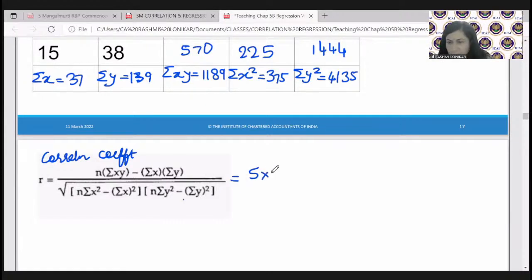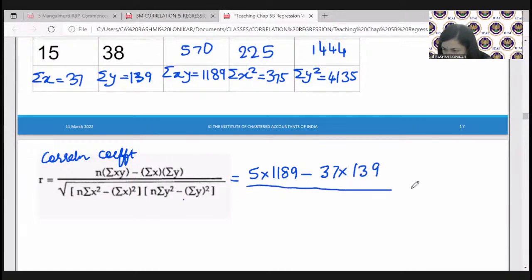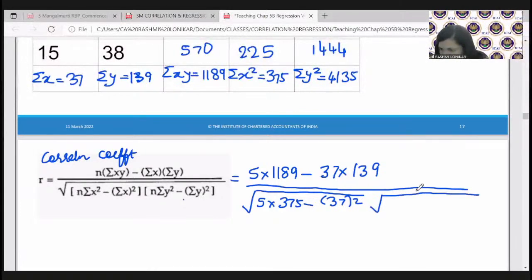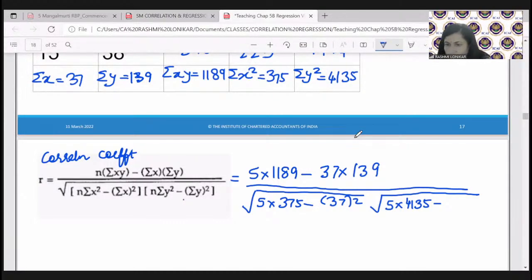So, 5 into summation XY, which is 1189, minus summation X, which is 37, into summation Y, which is 139. Denominator is going to be big. It is square root of N, which is 5, into summation X square, 375, minus summation X whole square, 37 square. Another is 5 into summation Y square, 4135, minus summation Y, which is 139, whole square.